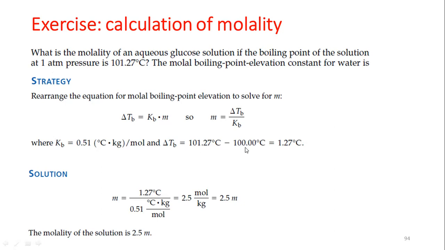Delta Tb is the difference in temperature, or you call it the elevation in boiling point, solution minus pure solvent. So you would get the value of 1.27 degree Celsius, and just put the values over here, and the final answer is 2.5 molal. So the molality of the solution is 2.5. So this is very important. That means you can calculate the concentration of the solution if delta Tb, or the boiling point of the solution, is given.